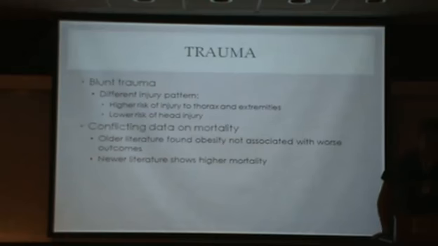Just briefly on trauma in obesity, there's some literature looking at blunt trauma and shows that they have a different injury pattern for whatever reason, but there's a higher risk of injury to the thorax and extremities and lower risk of head injury. And then there's some conflicting data on mortality, and some of the older literature has found that obesity isn't necessarily associated with worse outcomes, but that newer literature shows a higher mortality.